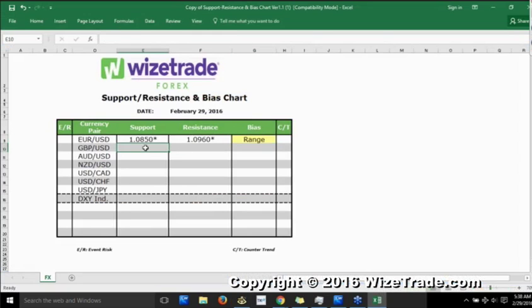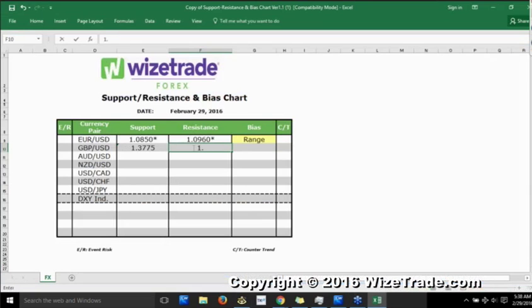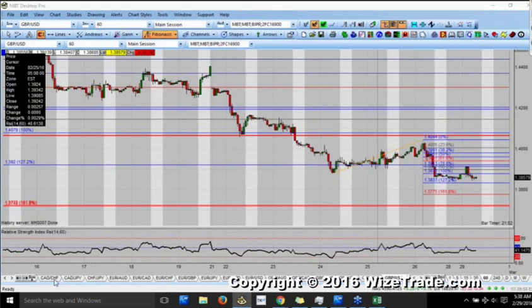So 137.75. The resistance here is 139, obviously 139.13, which I'll just write down as 139.15 for now. And this is in a bearish trend. Okay. Let's go take a look at the Swissy.